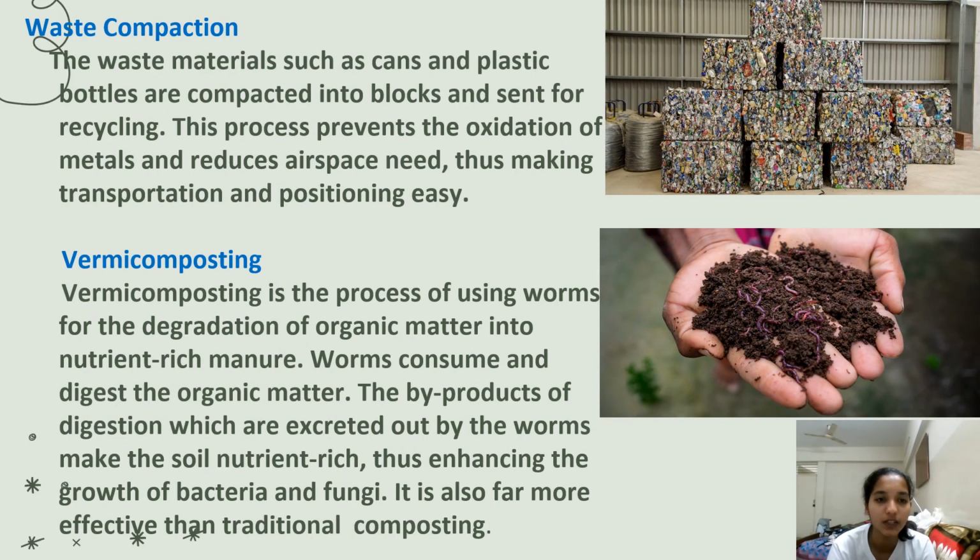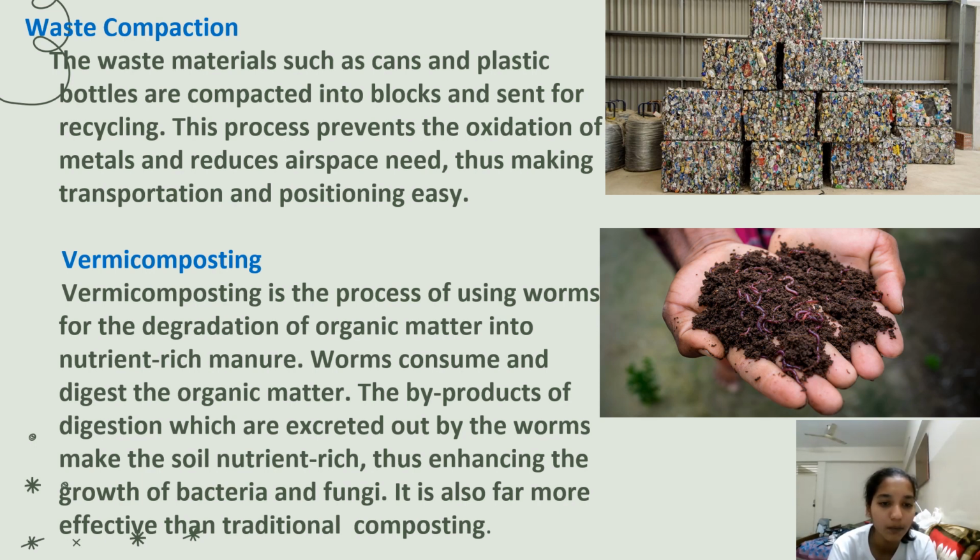Waste compaction. Waste materials such as cans and plastic bottles are compacted into blocks and sent for recycling. This process prevents the oxidation of metals and reduces airspace need, thus making transportation and positioning easy.